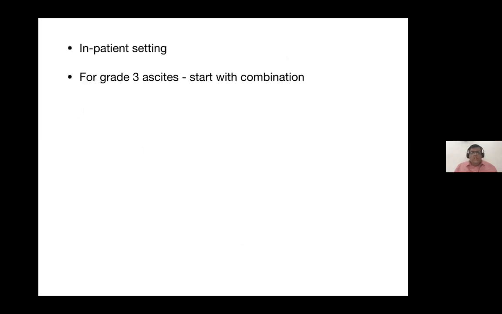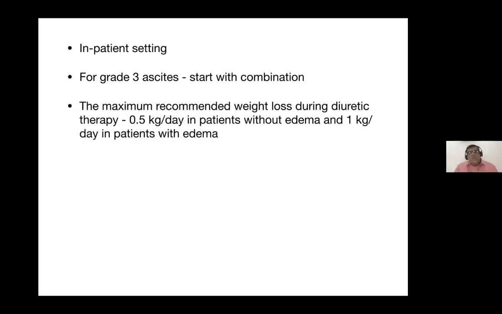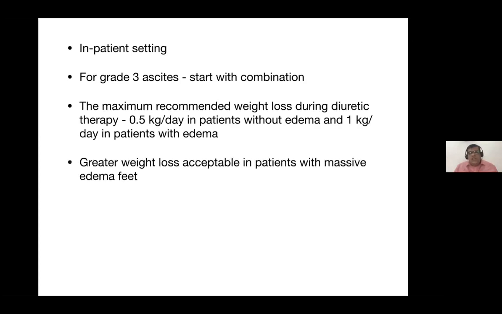In an inpatient setting, for grade 3 ascites, you would always start with a combination of a loop diuretic and spironolactone. The maximum recommended weight loss during diuretic therapy is 0.5 kg in patients without edema and 1 kg in patients with edema. Although, if the patient has massive edema in the feet, a greater weight loss than 1 kg is pretty much acceptable. In an indoor setting, you review the dosing every 2 to 3 days.